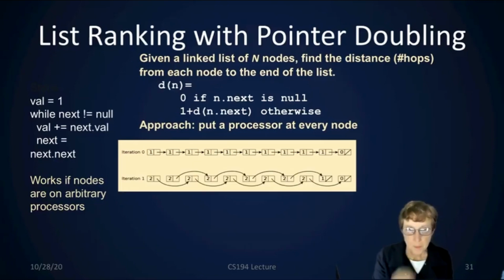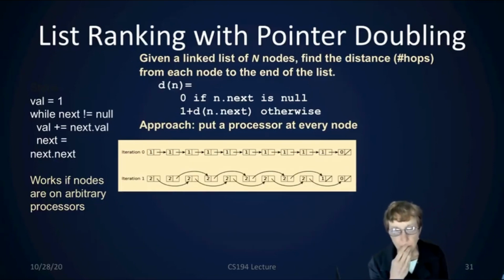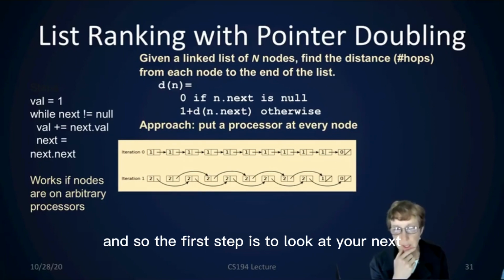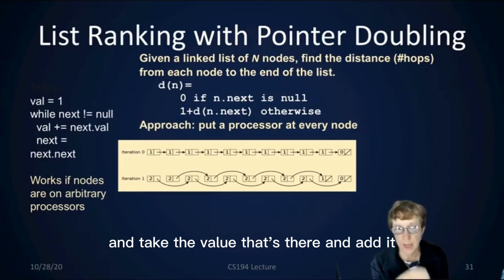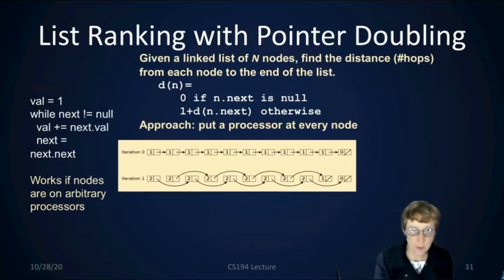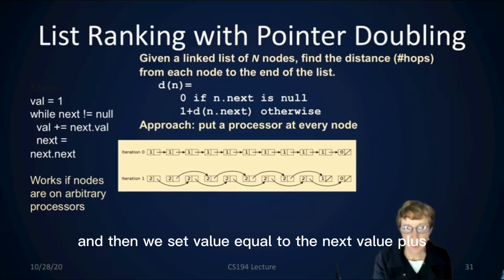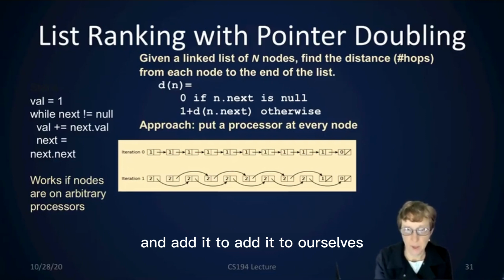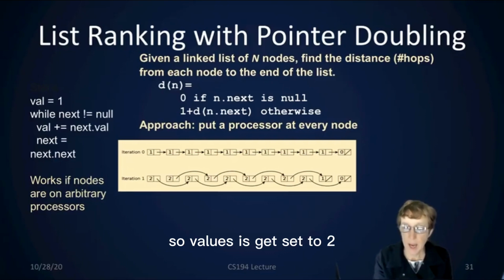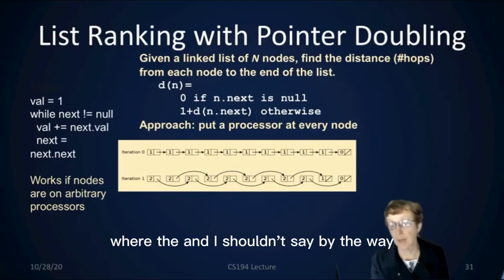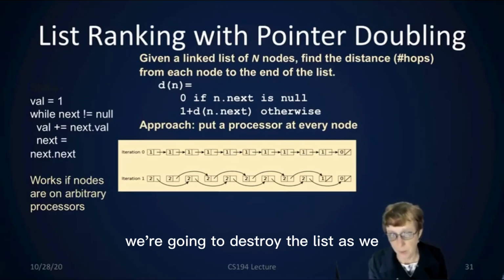So as I said, this works even if the nodes are all spread out in funny ways across the processors. Okay, so what are we going to do? We're going to do this algorithm in steps. And so the first step is to look at your next and take the value that's there and add it to yourself. So value is initially equal to 1, and then we set value equal to the next value plus ourselves. So value gets set to 2 every place except on the second to the last element. And I should say, by the way, we're going to destroy the list as we run this algorithm.